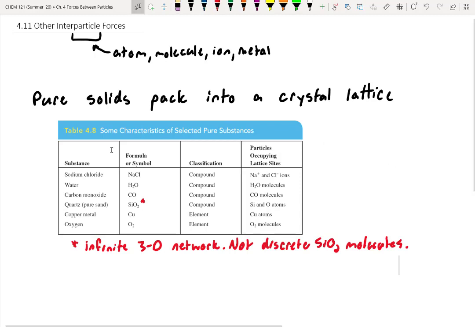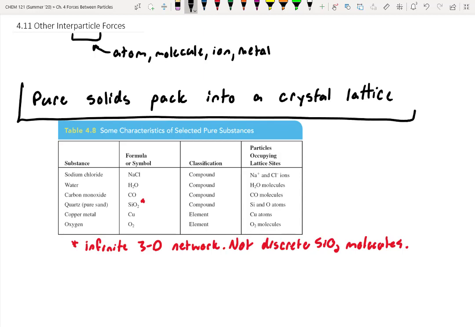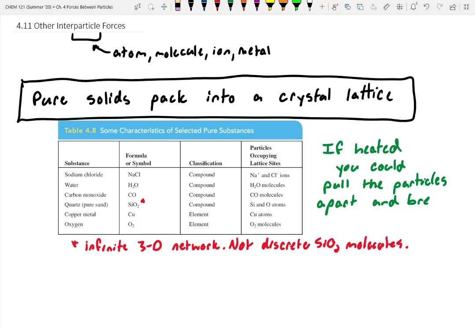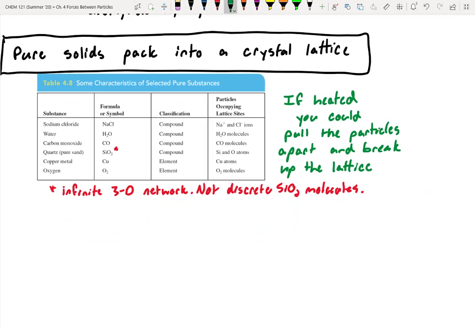But what I wanted to do first was, let's imagine we have each of these compounds or elements in the solid state, meaning they're packing into a crystal lattice up here. If they're all in their solid state, we can imagine that we could heat them up. As you heat them up, you could potentially rip apart the particles. So let's make a note here. If heated, you could pull things apart and break up the lattice. This is really just a fancy way of saying we could melt things if we heat them up.